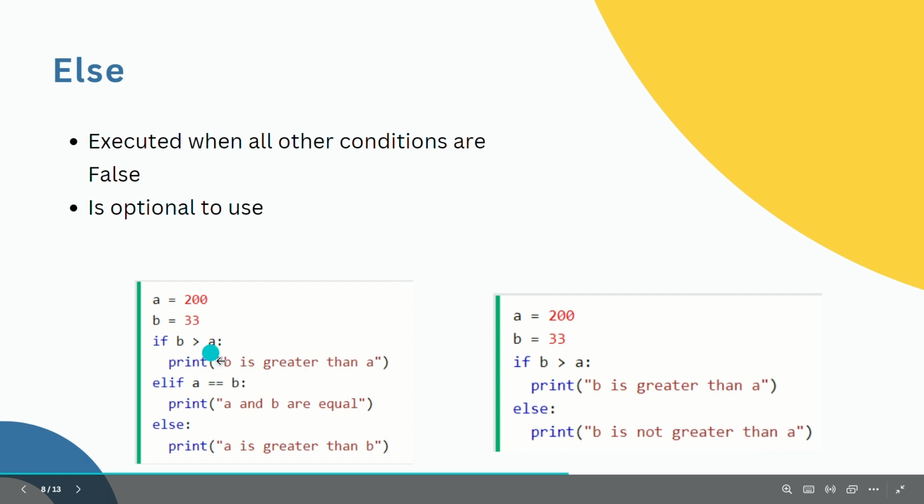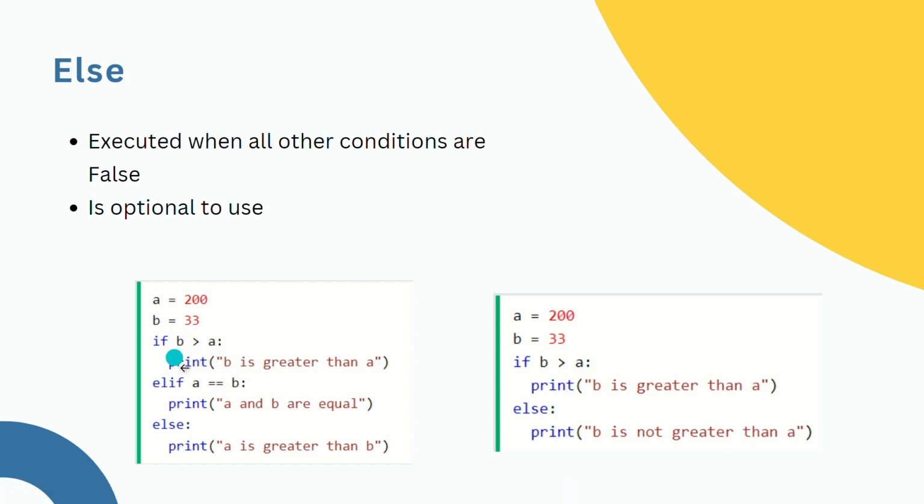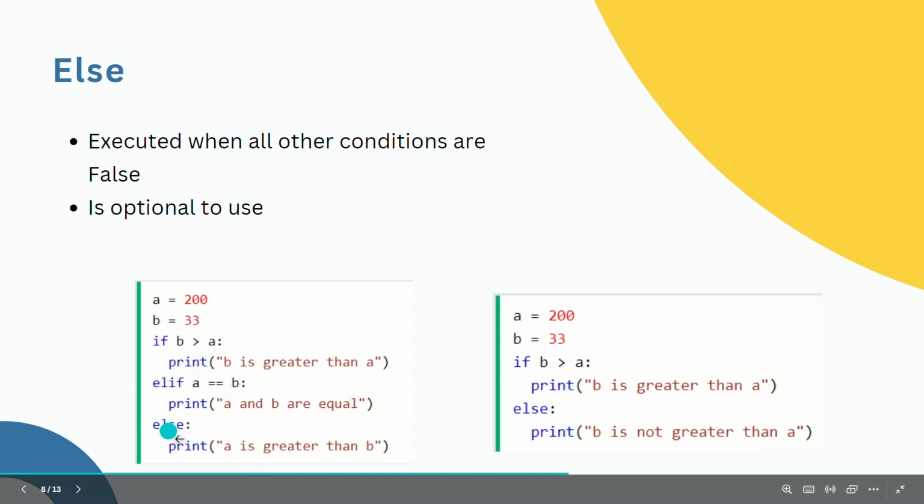So it will check the first condition first. B is greater than A. So 33 is not greater than 200. That's why this print statement will be skipped. Now it will check the elif condition. Are they both equal? No. So this condition is also false. That is why it will jump to the next condition. Now the next condition does not exist. It is just else. So when all the above conditions are false, else will be executed. So here both the above conditions were false. So this third print statement will be executed. It will say A is greater than B.